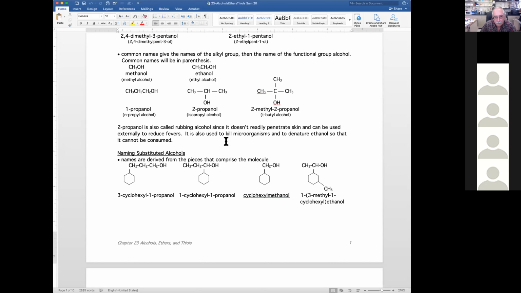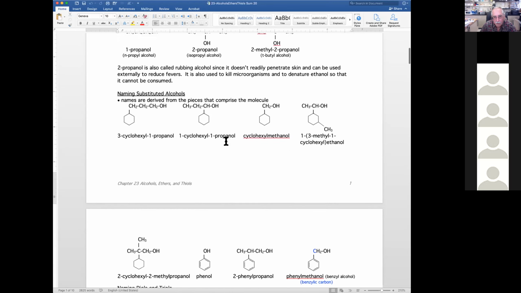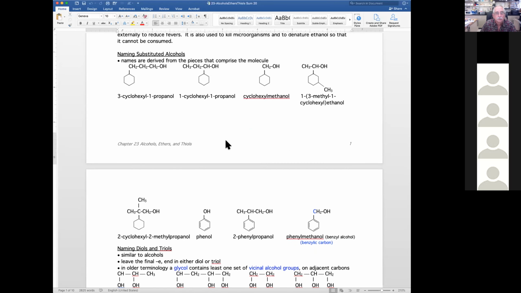And getting into slightly more complex names. Sometimes the names are derived from the pieces that make up the molecule. This right here would be propanol. This would be carbon number 1, so 1 propanol. And even though this is smaller than the cyclohexyl group, the cyclohexyl group is treated as a substituent. It's just easier to name that way. Otherwise, you'd have to have a name for this, a name for this, a name for this.